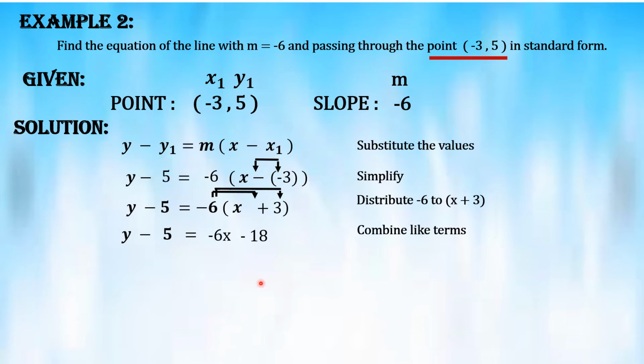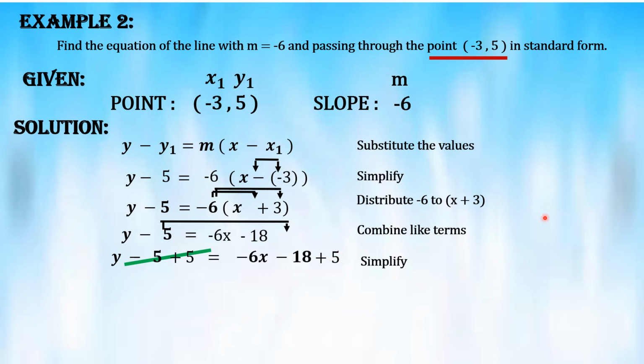Next is to combine like terms. So, ang like terms natin lagi dito ay yung constants natin. So, you have y now minus 5. So, para matanggal ito, kunin yung kanyang additive inverse, which is plus 5 or positive 5. Then, kung ano yung dinagdag dyan, yun yung ilalagay din sa huli, which is plus 5. Okay? Then, cancel na to kasi magiging 0. Then, simplify natin yung negative 18 plus 5.